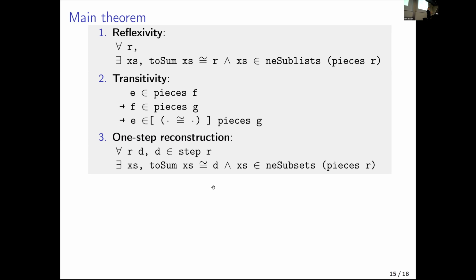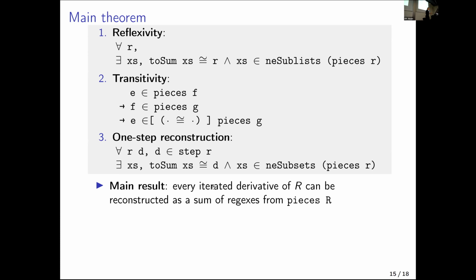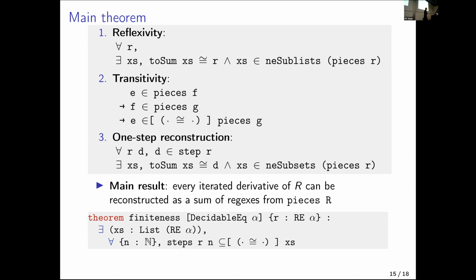And this allows us to state the main result, where every iterated derivative of R can be reconstructed as a sum of pieces. So the theorem is that for each R, we can come up with a list which is finite by construction. And no matter how many times we iterate the derivative function with our steps, we will still stay in this list. And our witness here is O plus of pieces.